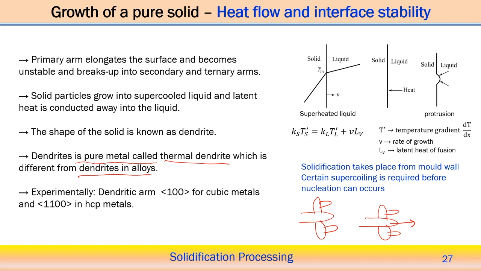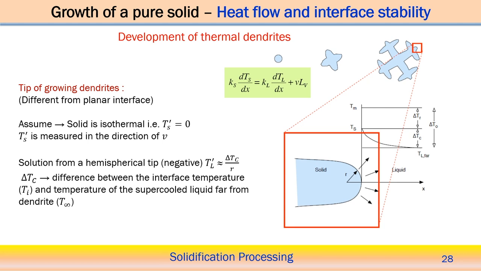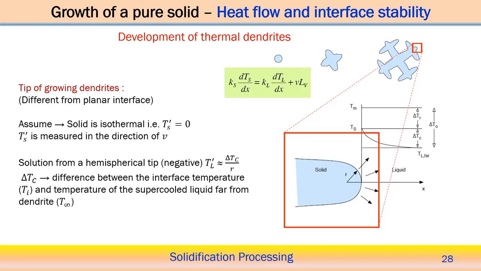As an example, experimentally the dendritic arm direction is <100> for cubic metals and <1100> for HCP metals. This is the preferred direction; the dendritic arm follows this direction. Now, we will discuss the development of the thermal dendrite, and look at how it works. This is a typical example of a thermal dendrite. In the pure metal, the driving force for nucleation is the degree of undercooling. Therefore, in the presence of a high degree of undercooling, a thermal dendrite forms in pure metal.